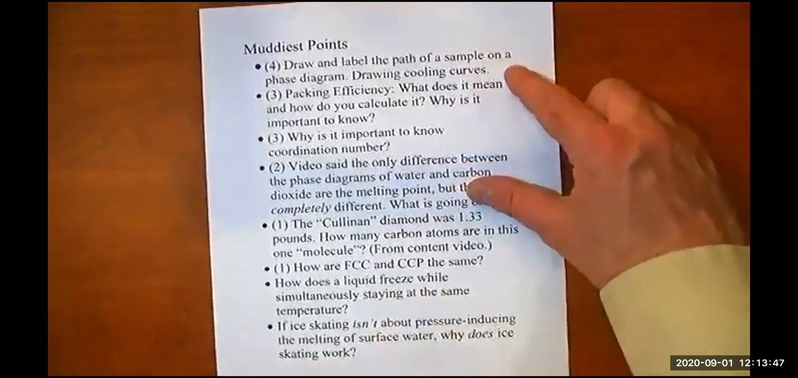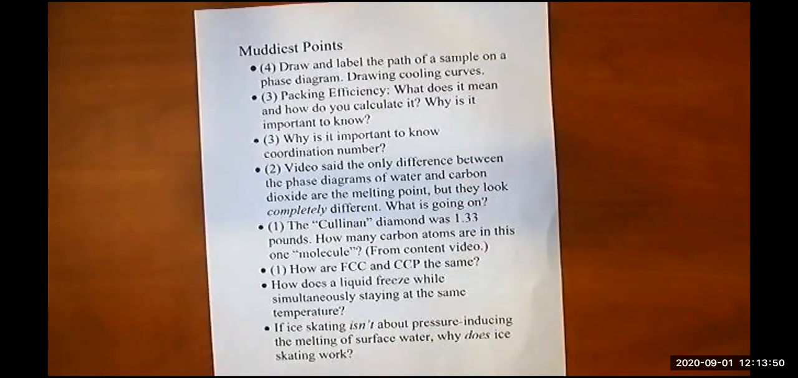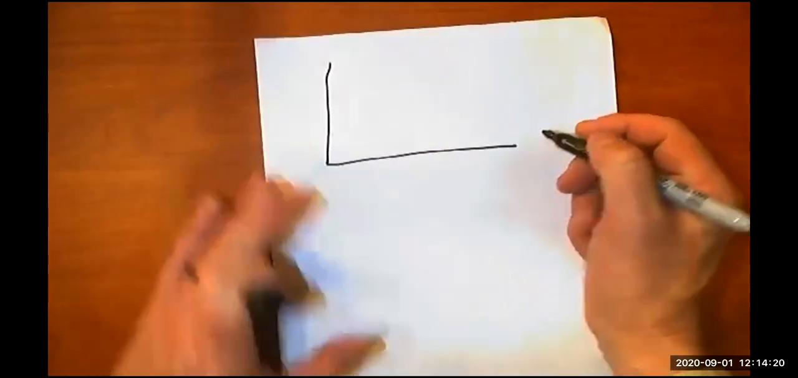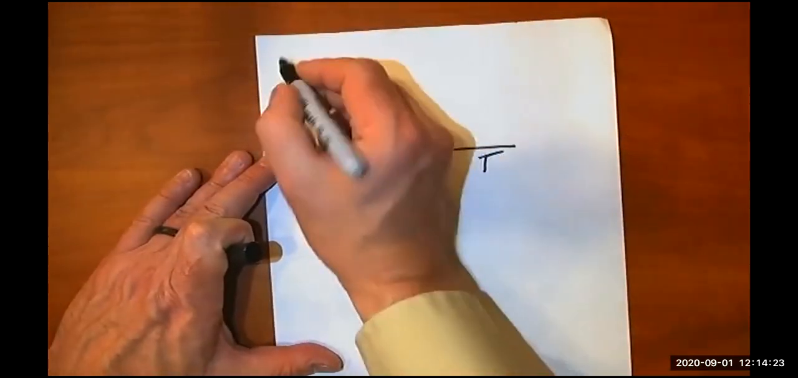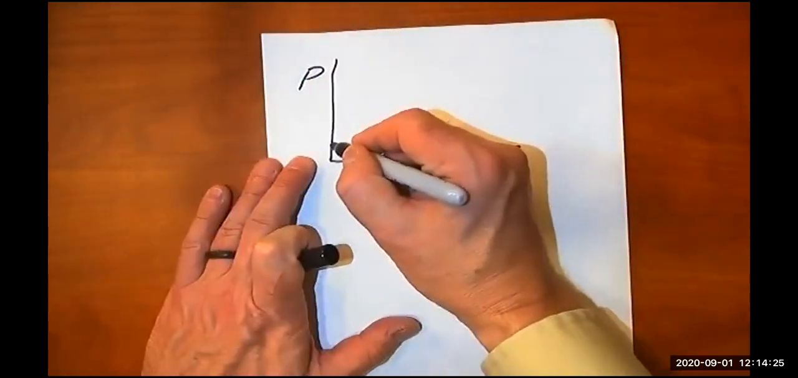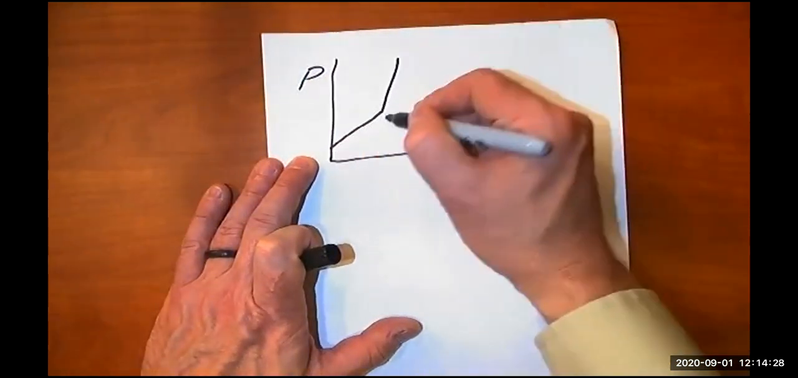So the first one that came up was about, I believe, the supplementary question for the homework this week, which is asking about drawing and labeling the path of a sample on a phase diagram, and then drawing the cooling curves, and not fully understanding what that means. So let's take a look. We will start by drawing a phase diagram, so we have something to work with. And so if this is temperature and this is pressure, a typical phase diagram might look something sort of like this.